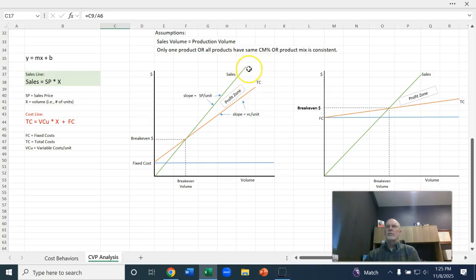The green line represents our revenue line, and the slope of it is our sales price per unit. At 0 units, the revenue is 0, and then it continues to go up at our $10 sales price in that example. So where the revenue line crosses the total cost line, we call that our break-even point. Here's our break-even volume in units, and here would be our break-even dollars, revenue dollars and total cost dollars, because that's where they're equal.